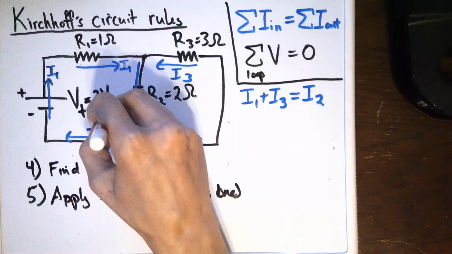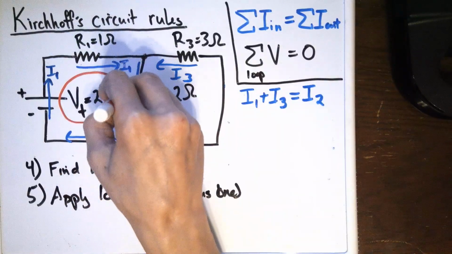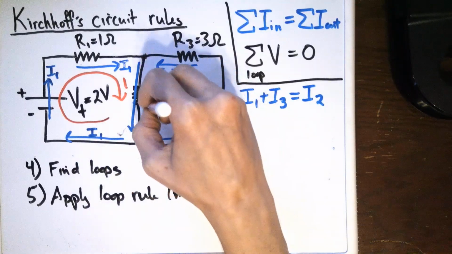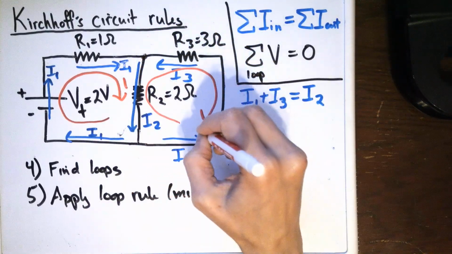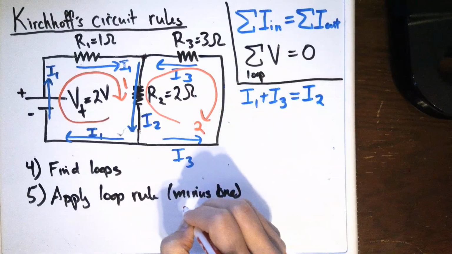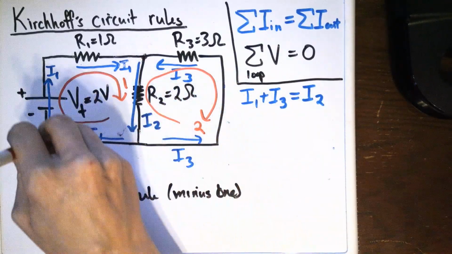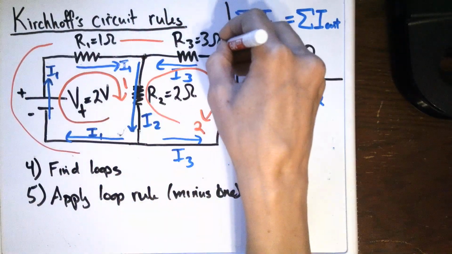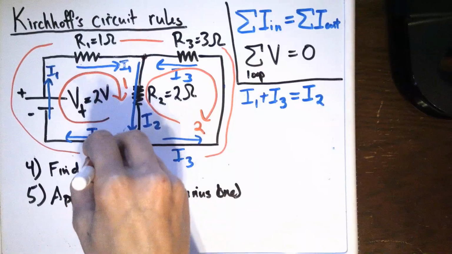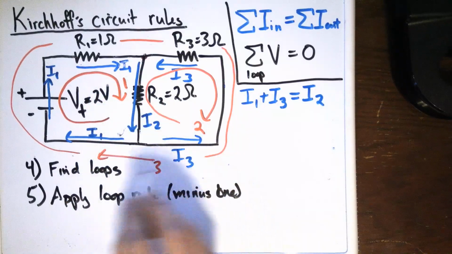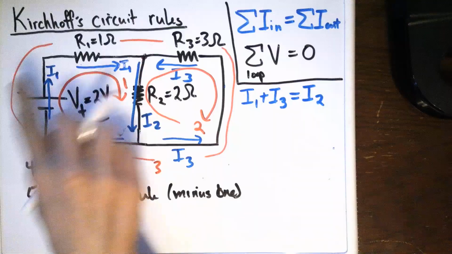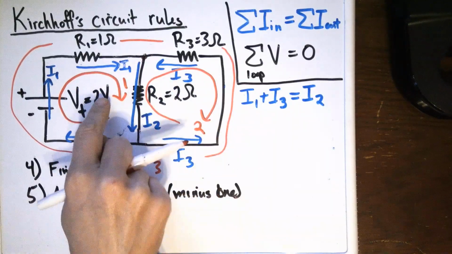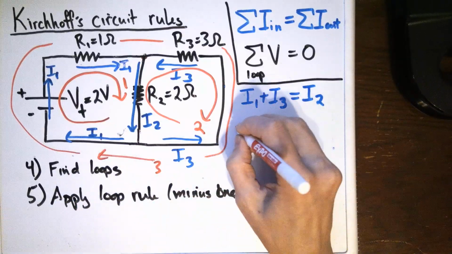So the first loop I'm going to do is this loop here over on the left, and then I will do a loop like that on the right, and the third loop would be the one that goes all the way around on the outside. This guy would be loop 3, but I'm not going to use it because I've got 3 loops, and so I only need 2 equations. Okay, so let's go ahead and apply it for loop 1 first.